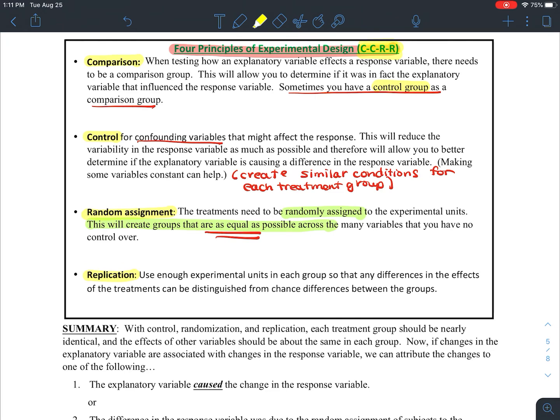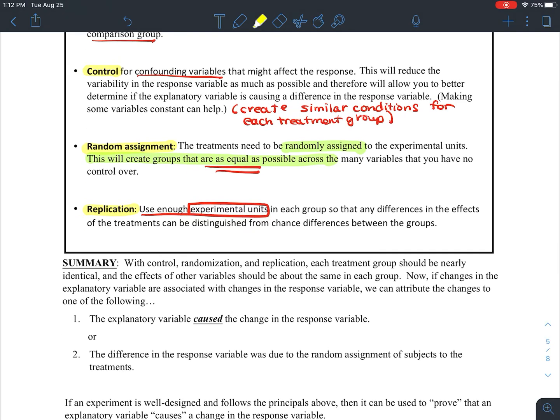Okay, and the last component is called replication. If you replicate something, it means you're repeating it over and over and over again. And so when we talk about replication, we're saying we want to make sure that you're using enough experimental units so that you feel like you can draw a decent conclusion. If you only have 3 people in each treatment group, I don't know if that's a really good indication of replication. Okay, you don't have to have extremely large treatment groups, but you want to have enough of them so that they're just not extremely small and you're drawing your conclusion from just a handful of people.